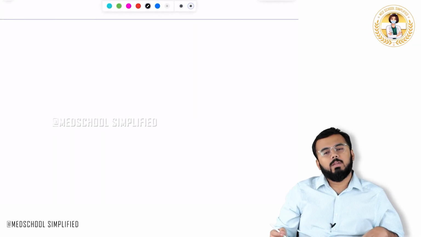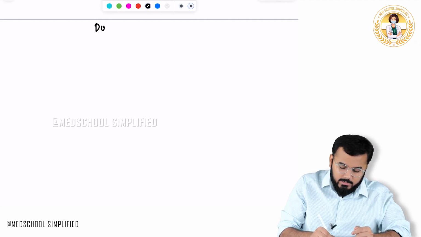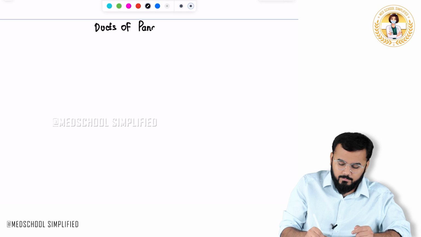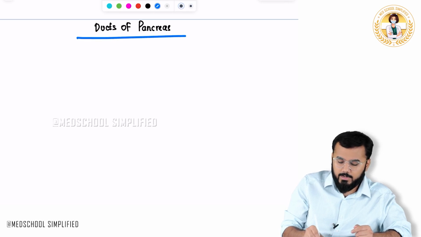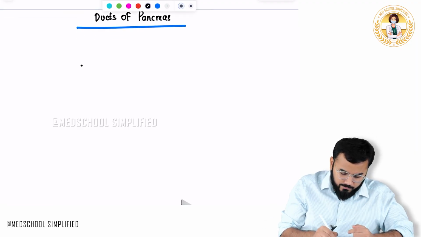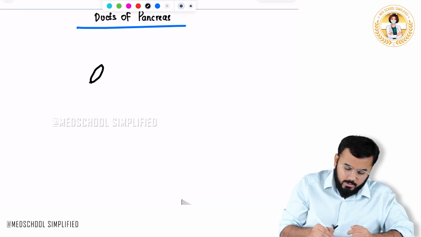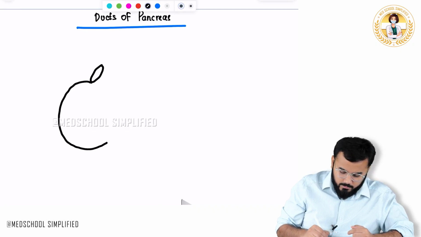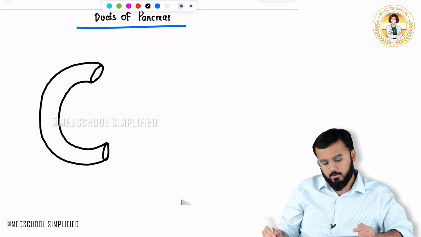Hello guys, so now let us discuss the ducts of the pancreas. What is the ductal system? What are the different ducts of the pancreas which we have got? So here, if you see, this is your duodenum. All of you know that this is your duodenum over here. This is your C-shaped loop, the duodenum.